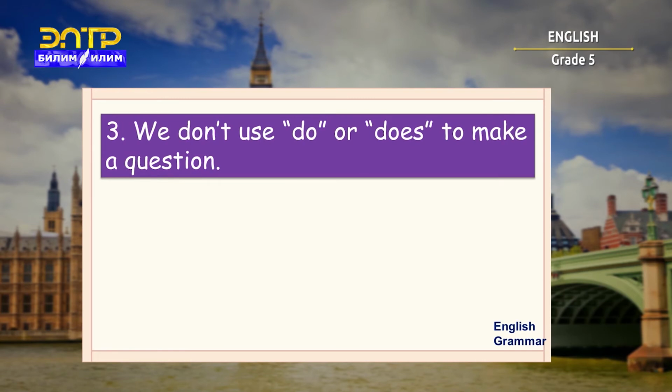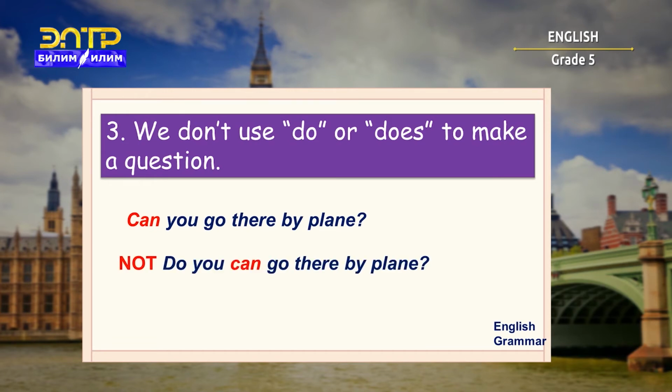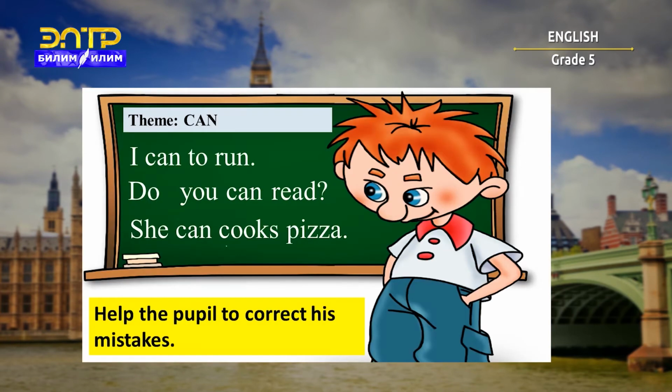We don't use do or does to make a question. For example, can you go there by plane? But we can't say, do you can go there by plane? Look at this boy, children. I think he hasn't listened to his teacher and has made some mistakes. Let's help the pupil to correct his mistakes.